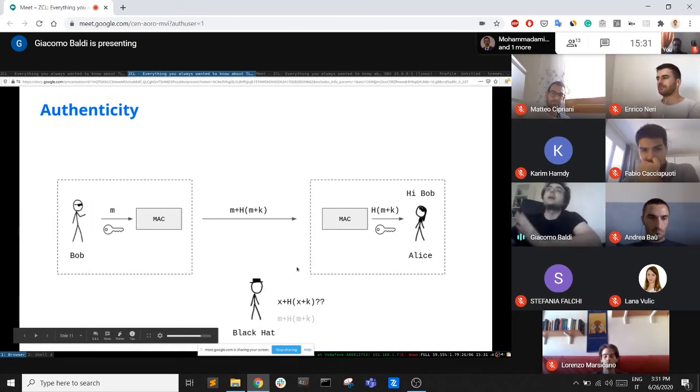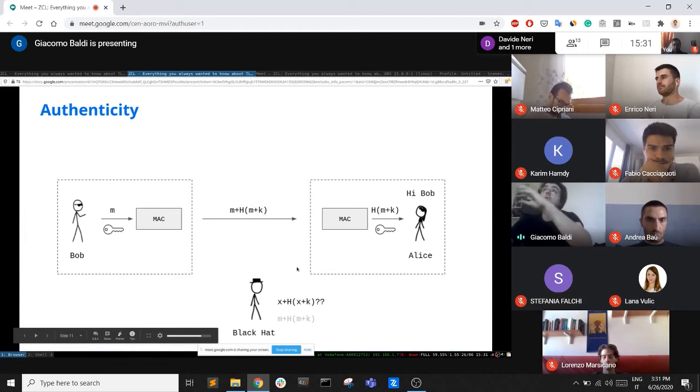What can Black Hat do? Black Hat can read the message. Okay, the message is not encrypted. There is no privacy here. There is only authenticity. I'm sending a message. I'm sending some function together with the message that will allow Alice to verify that the message is authentic. And she can do this calculation because she knows the key. Black Hat cannot.